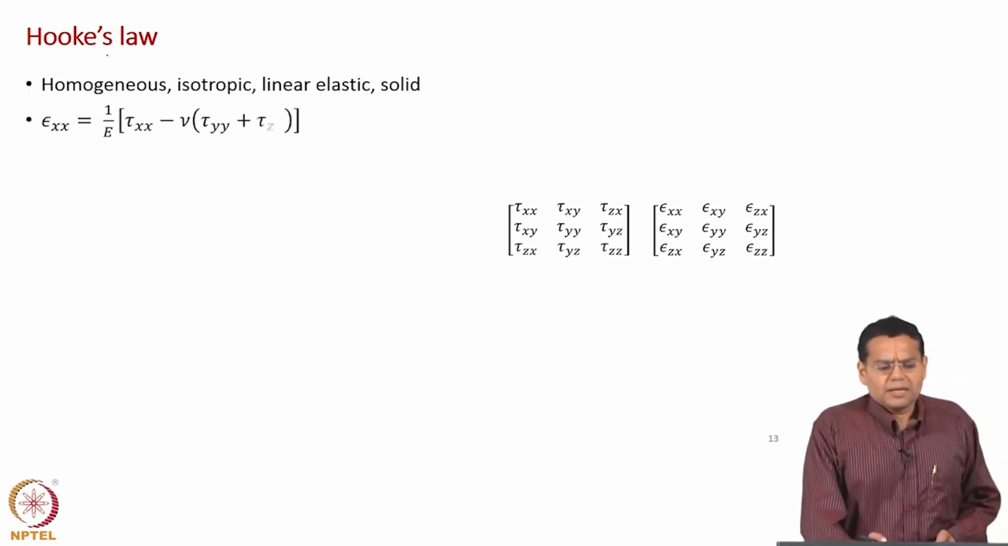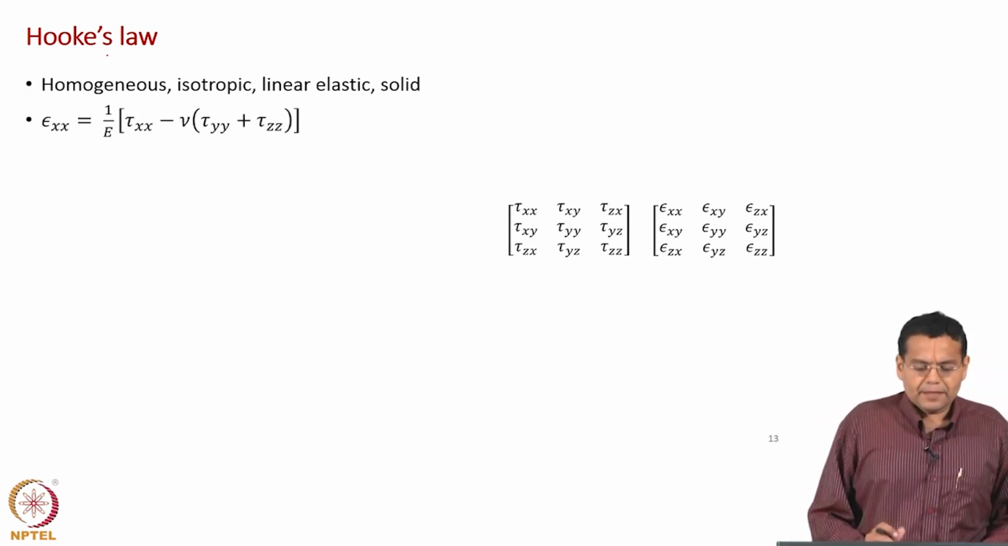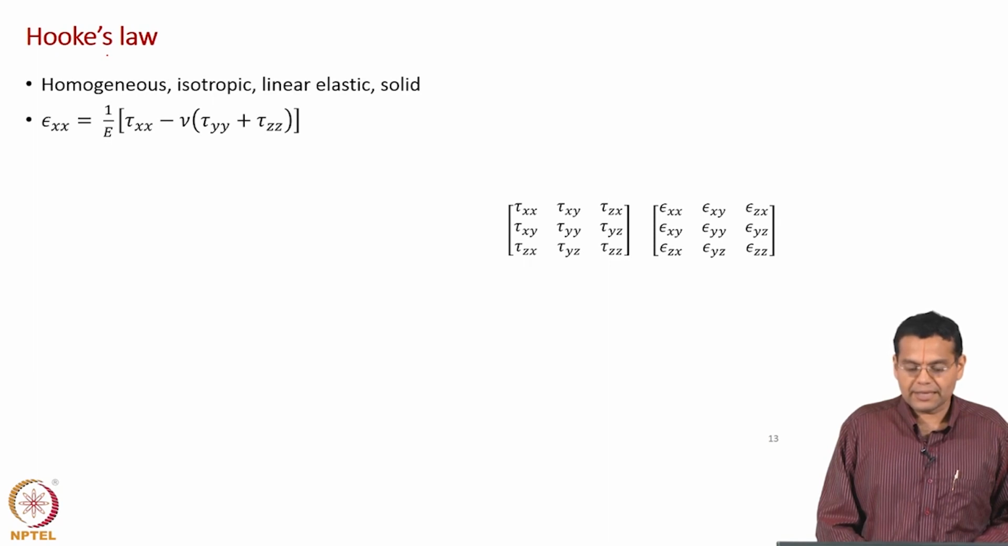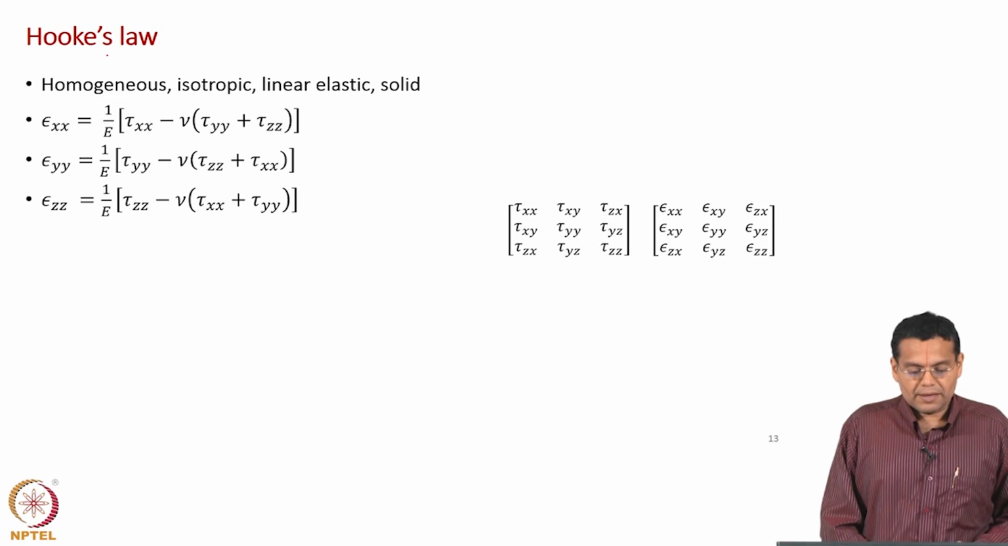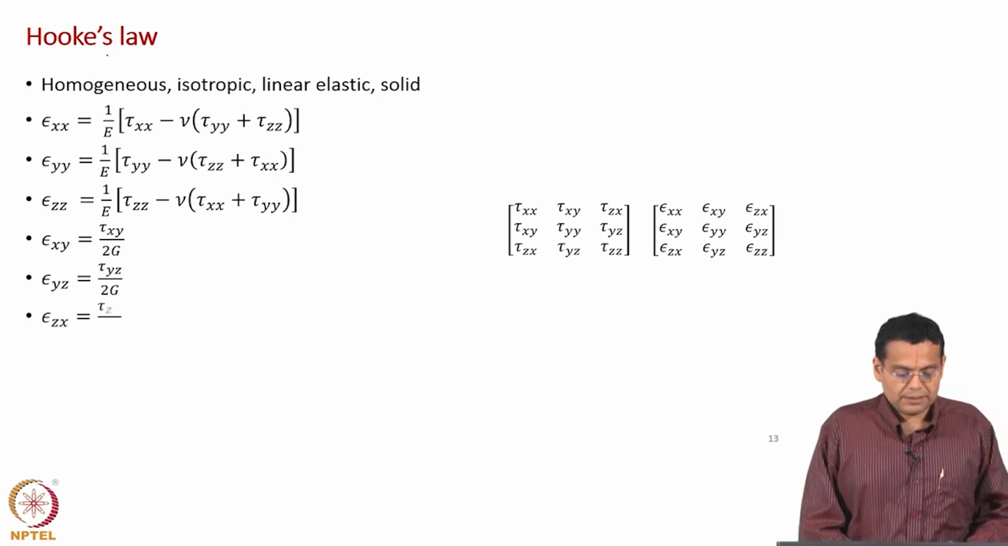We can now summarize all the relationships which I have discussed so far for normal strain and shear strain. We have seen this expression for normal strain along x axis. Analogously, we can write an expression for normal strain along y axis, similarly normal strain along z axis, and we can also write expressions for shear strain epsilon xy, epsilon yz, and then epsilon zx.